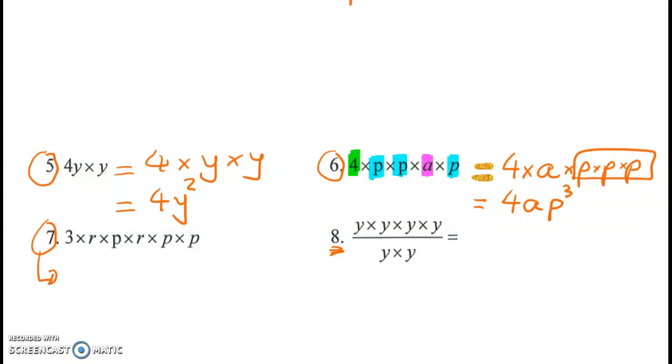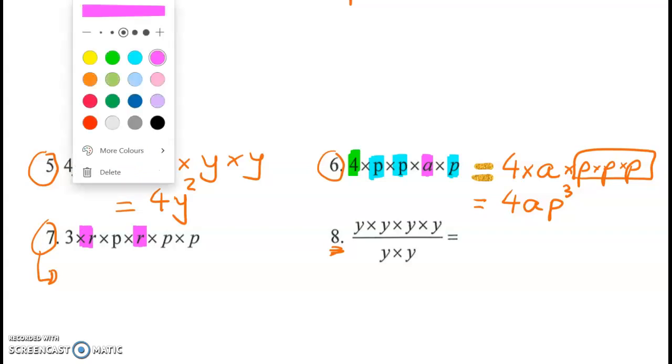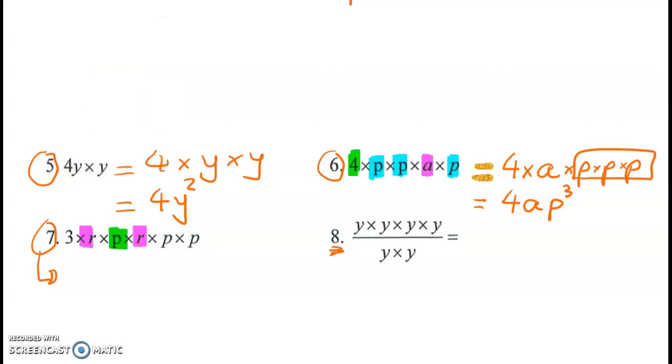Now with this next one here, I'm going to go straight away to writing the answer, right? So it's going to be 3 times R times R times P times P times P. So the final answer here will be 3 R squared P cubed. We don't need the times signs. And it's totally fine to write it as 3 P cubed R squared.